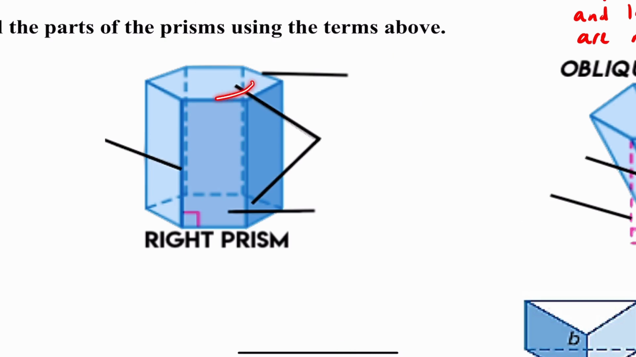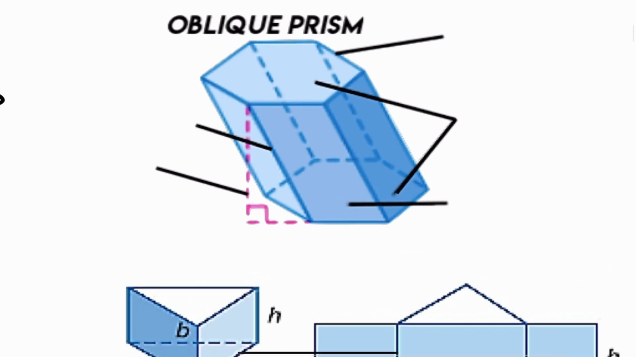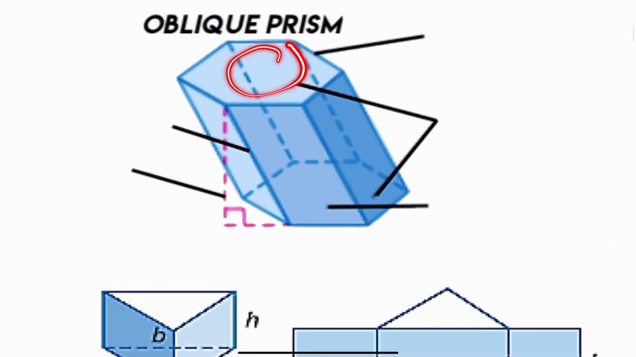So this here and this, those are parallel and congruent to each other. We call those two faces the bases. And over here, this and this, they are parallel to each other and also congruent to each other. So those two faces are bases as well.